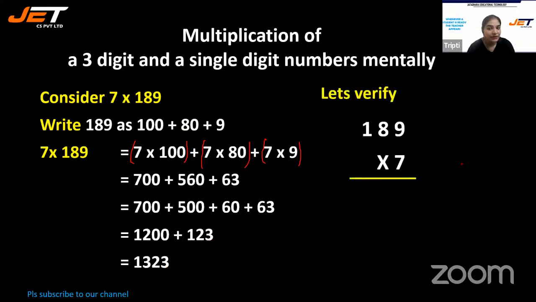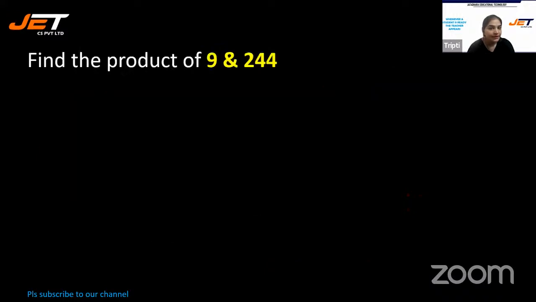1,323. Let's verify. 7 times 9 is 63. 7 times 8 is 56, plus 6, 62. 7 times 1 is 7, plus 6, 13. 1,323. I want you to do this. Find the product of 9 and 244. Come on, children.